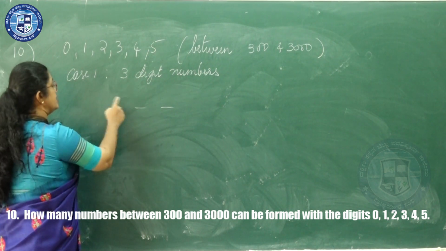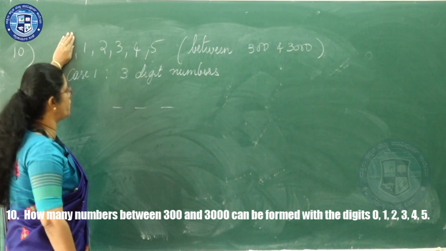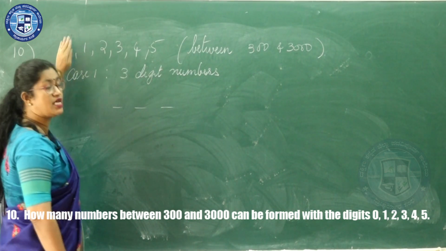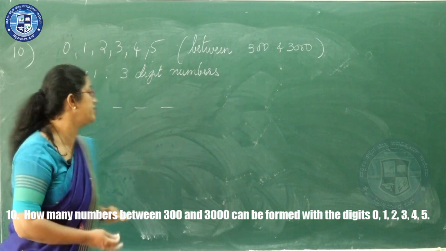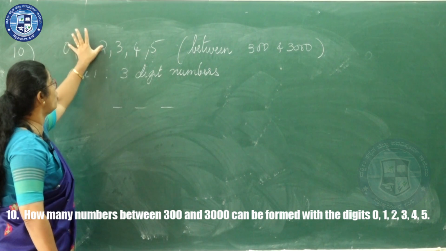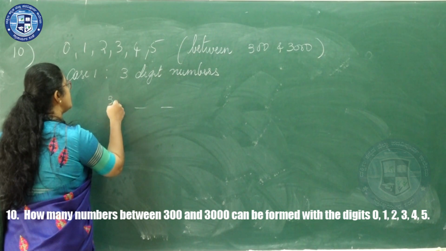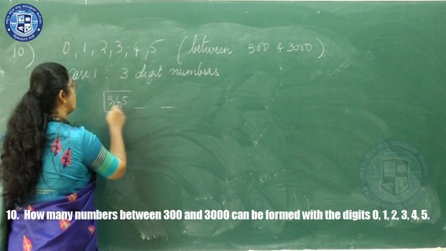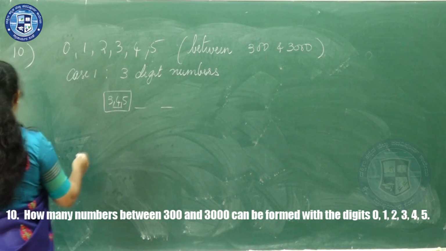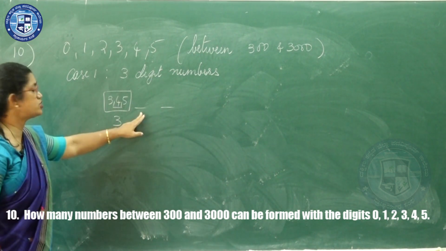Let us fill it from the first one. In the first place, I cannot put 0. If the number has to be between 300 and 3000, it has to be greater than 300. So 0 I cannot put, 1 also I cannot put, 2 also I cannot put, but I can put 3. So I can put 3, I can put 4 and I can put 5. So how many choices do I have? I have 3 choices.